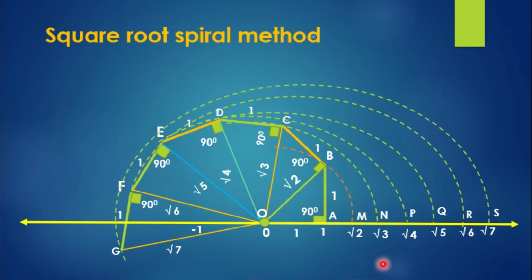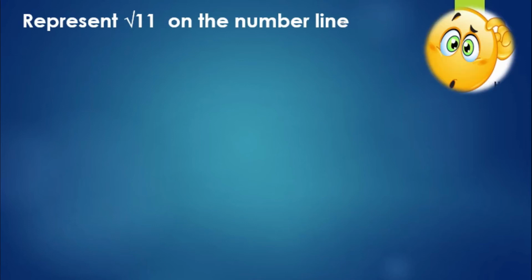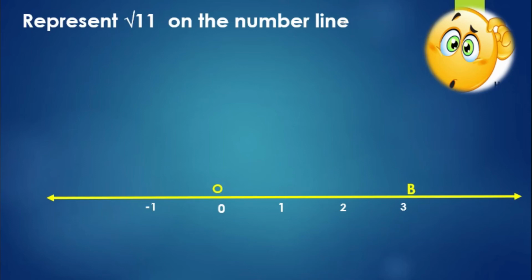By using the above method, we can get square root of 3, square root of 4, square root of 5, square root of 6, square root of 7 on the number line. In this way, we can draw so many square roots of numbers on the number line. Now we will see how to represent square root of 11 on the number line. You may think, do you have to draw all these square root numbers? Don't worry, you need not draw all of them. I will show you an easy way.